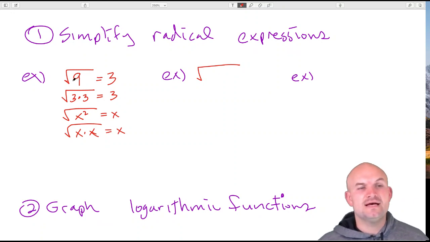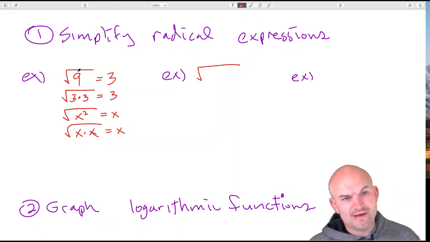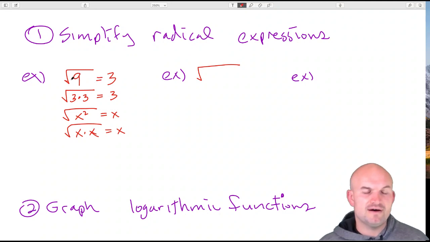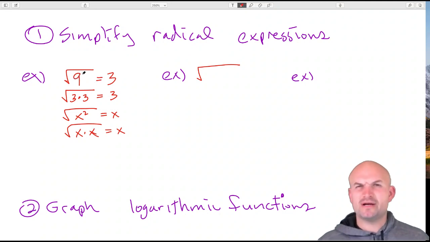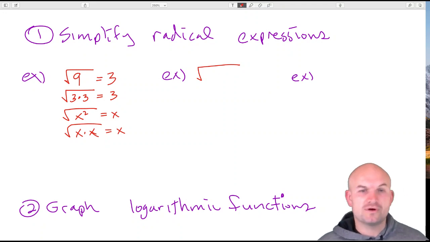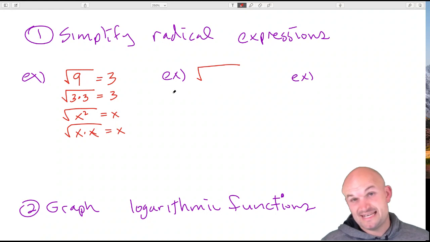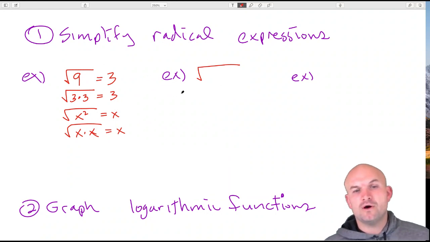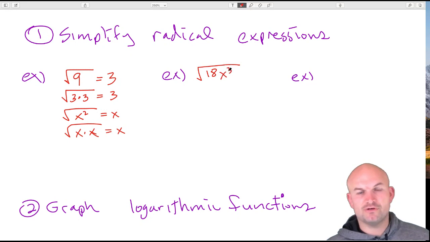So for instance, think of square numbers like 9, 4, 25, 36, 49, and it keeps on going all the way up. Those are numbers that you can take the square root of. So what if you have a number like 18, and let's do x cubed?